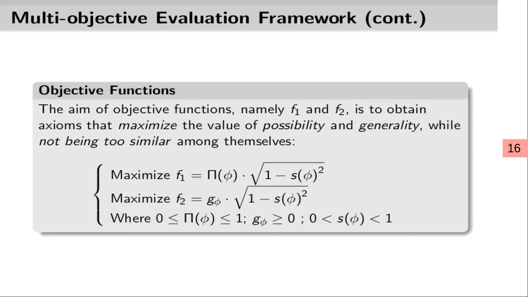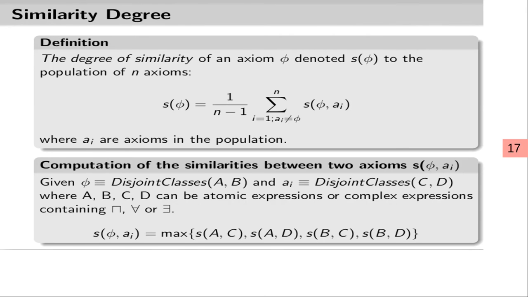Then we develop the separate three objective functions to evaluate the quality of each axiom. The aim of the objective functions is to obtain axioms which maximize the possibility and generality, while not being too similar among themselves. The similarity measure of an axiom is computed by the average of the similarity between it and each remaining axiom in the obtained population. This computation requires the computation of similarity between two axioms, which is defined based on the degree of similarity of their expressions.